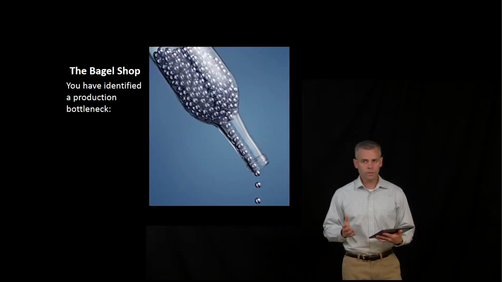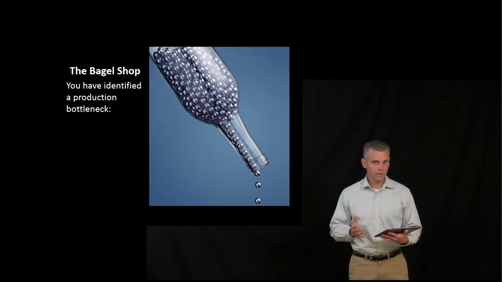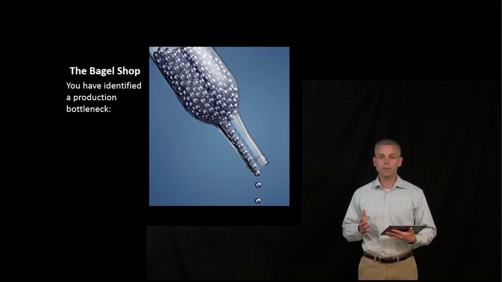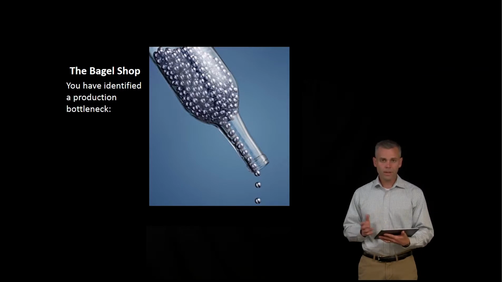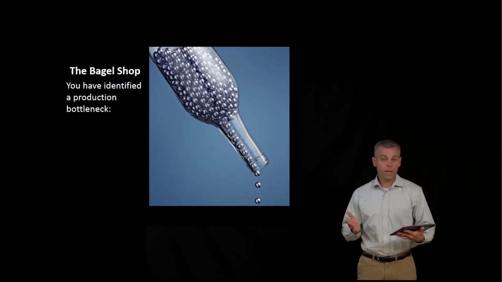So the first thing that you're going to be able to identify going into short run and long run analysis is that you have a bottleneck. A bottleneck is a business term which essentially means that there is one element, one component of your business that is keeping you from further production capacity. It can be anything, really.